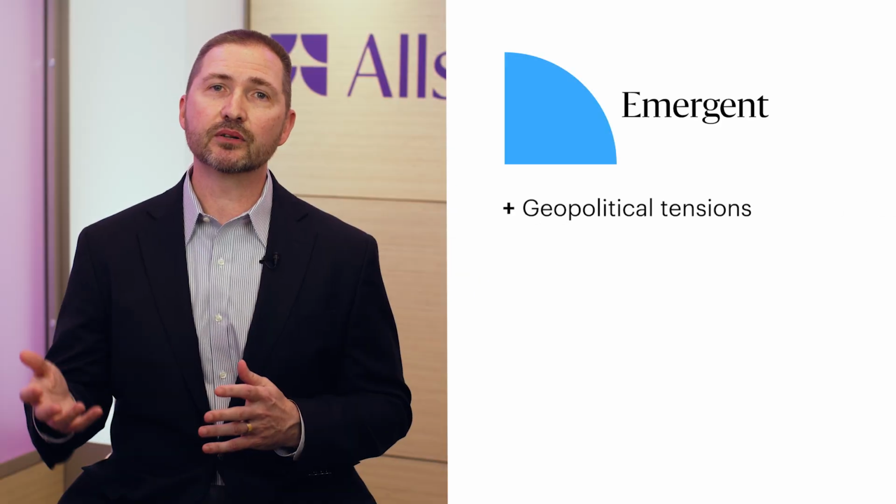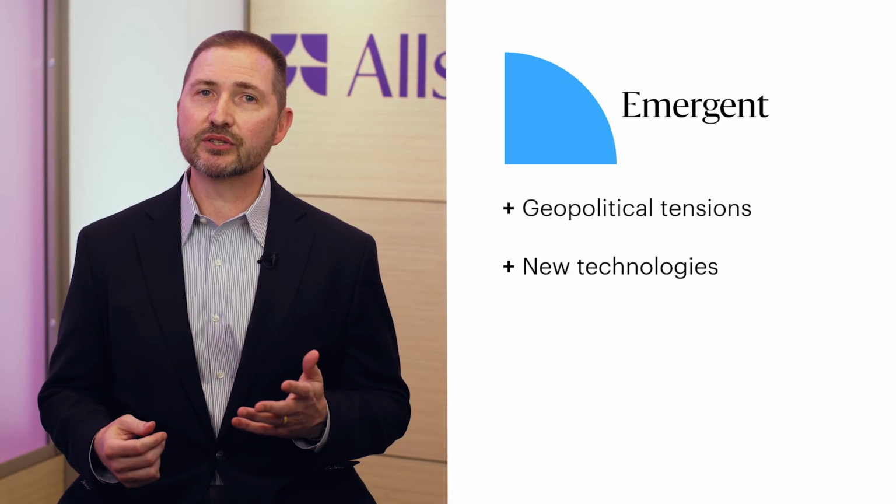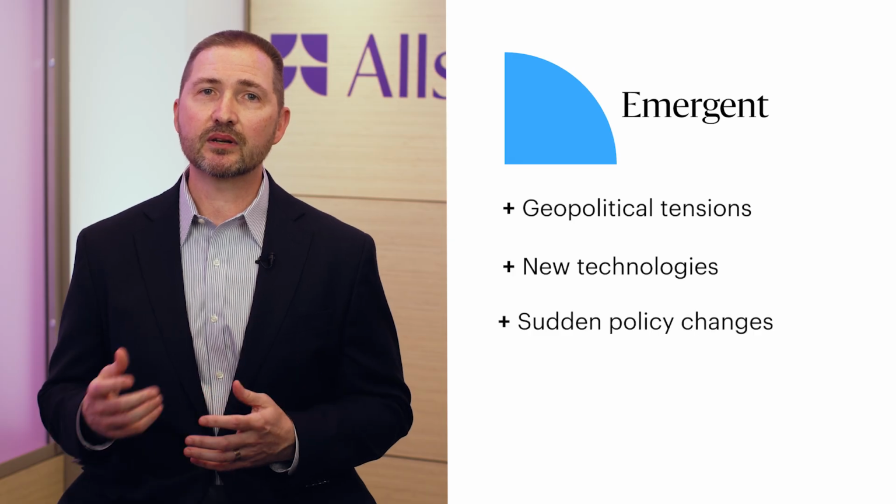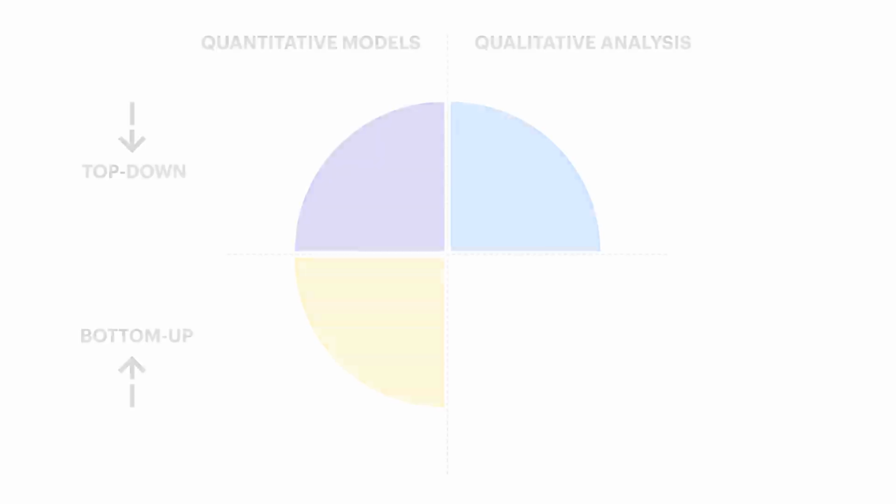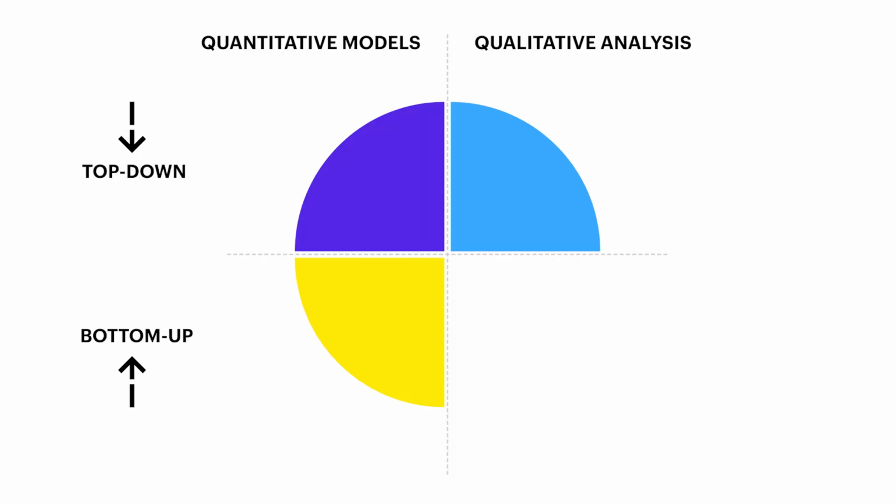Things like geopolitical tensions, new technology shaking up an industry, or sudden policy changes. These emerging risks don't always show up in traditional models, but they can have a big impact on markets. That's why we look beyond the data to identify these trends early and adjust when needed. Qualitative analysis applied from the top down helps us stay ahead of the curve, not just react to it.